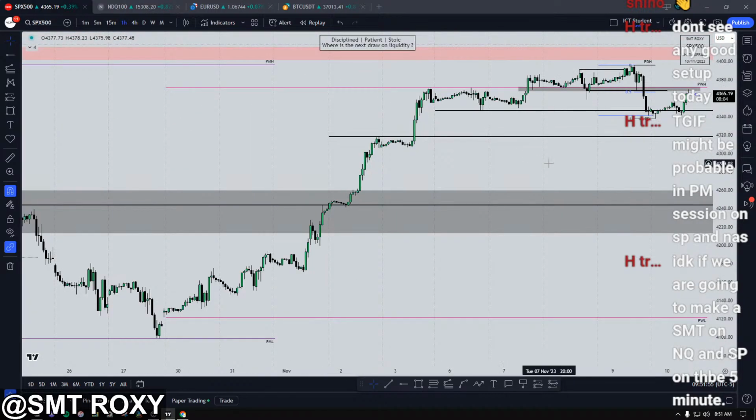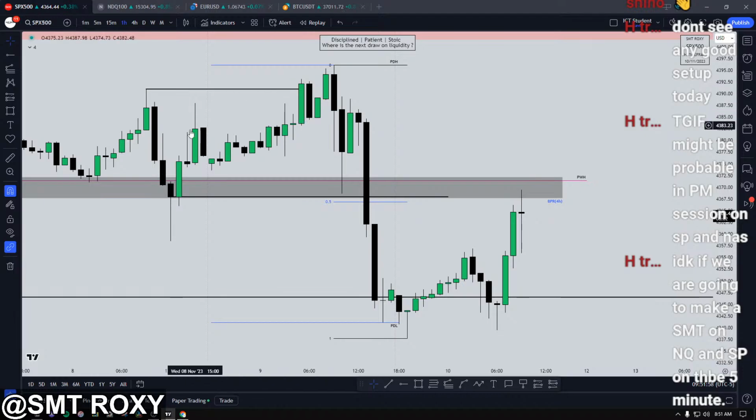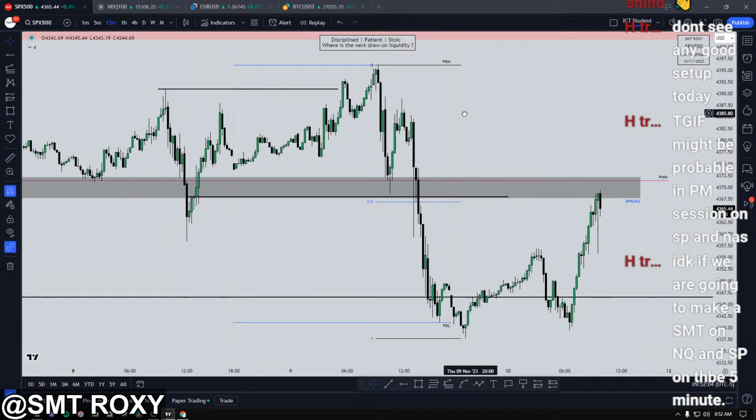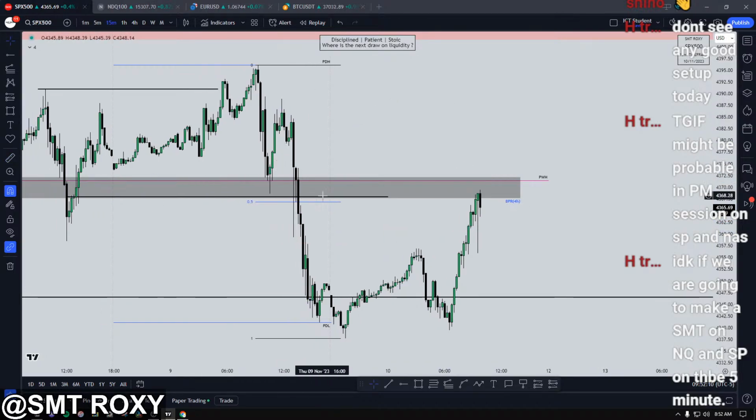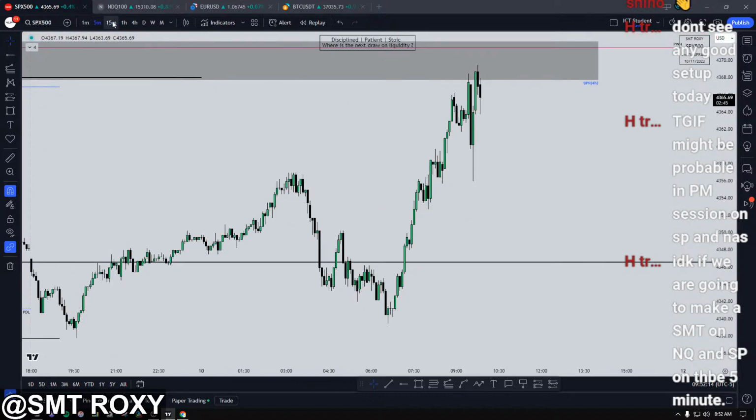So it's a unicorn model today. Breaker with the balanced price range. I can just see us coming down further, probably after the news comes out. If we continue higher, then I just see us taking out these highs for sure and then dropping. If not, then probably hitting a little PD array in the premium and then dropping. So that's kind of what I see for here.